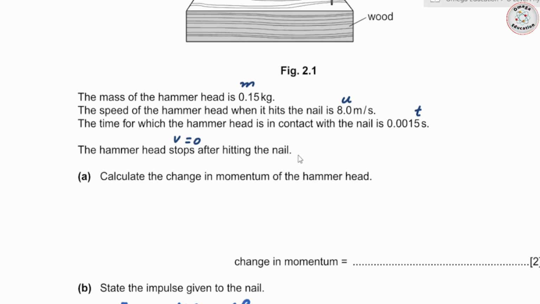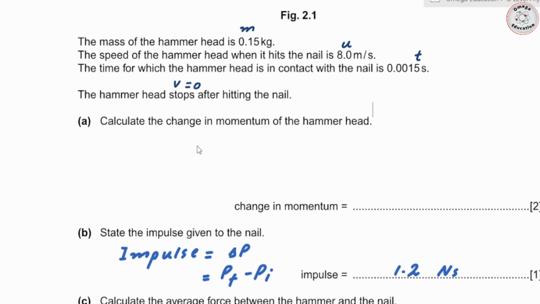So the hammerhead stops after hitting the nail. So the final velocity of the hammerhead is 0, indirectly given. Calculate the change in momentum of the hammerhead.